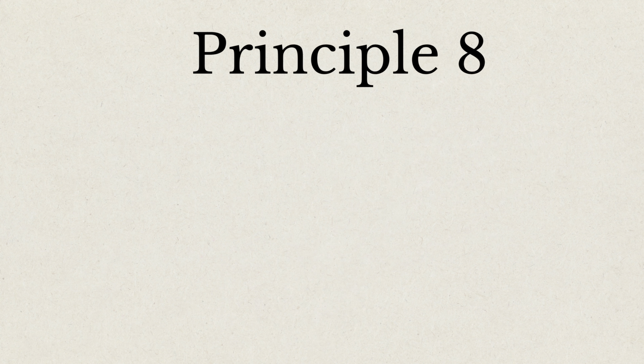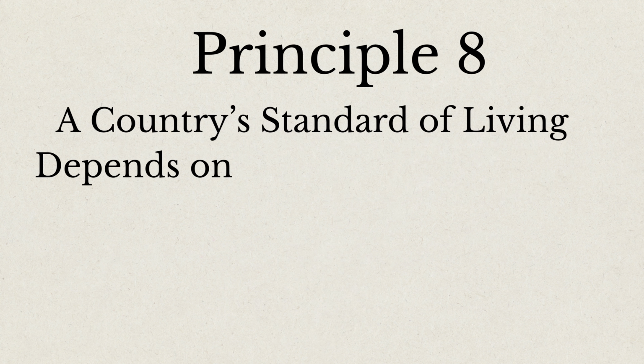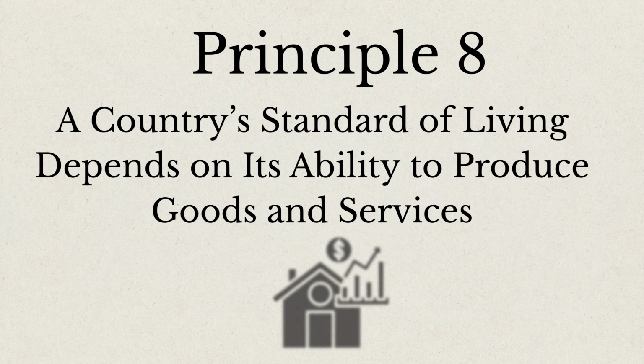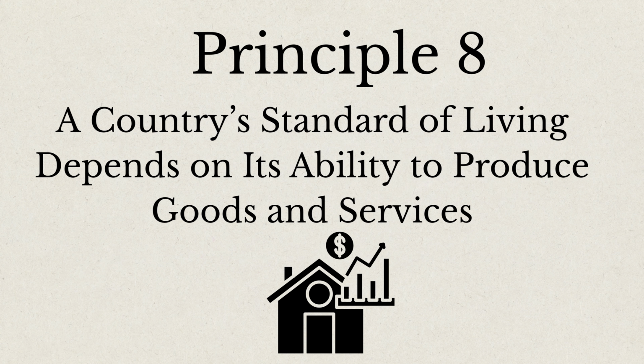Principle 8. A country's standard of living depends on its ability to produce goods and services. Why are some countries rich and some poor? The answer is productivity. More output per worker means higher income. Better technology and skills mean a better life. A country's wealth depends on how much it can produce.